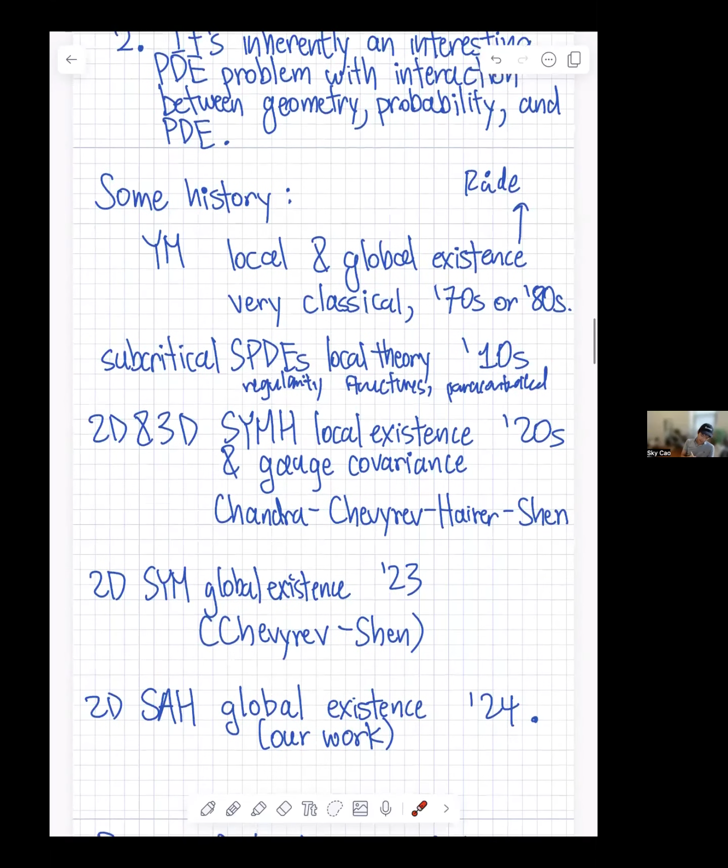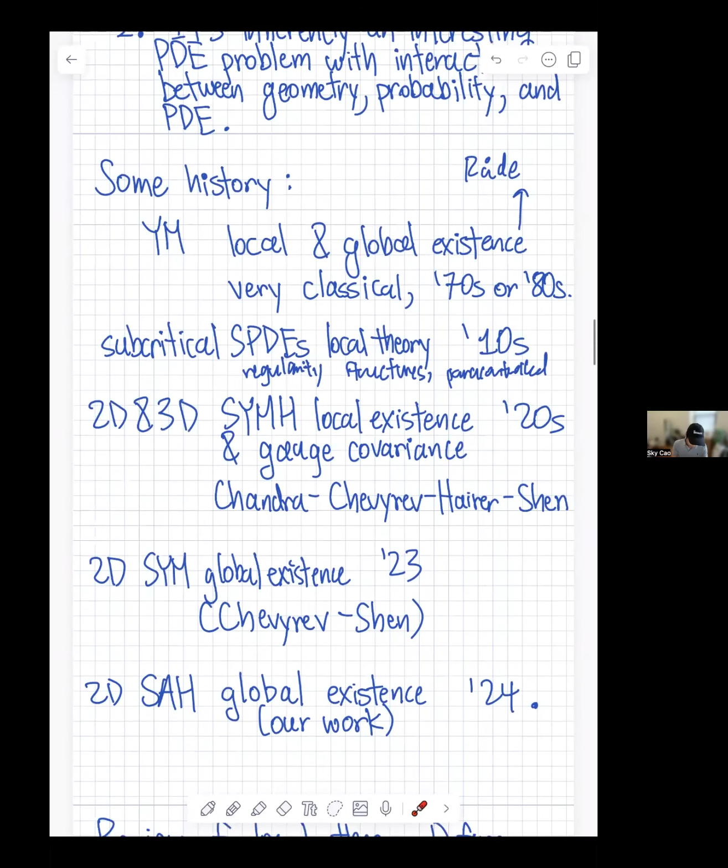So I would say the main thing was showing this so-called gauge covariance. In a sentence, it's basically that you have a geometric PDE and you want to show it transforms naturally under changes of coordinates. And in the context of gauge theory, changes of coordinates are known as gauge transformations. So you want to show gauge covariance in the sense that you transform naturally under these gauge transformations, and that was the thing that needed to be shown. And that took quite a lot of effort. And so these two papers by Chandra, Chevyrev, Hairer, and Shen were able to show local existence and gauge covariance in 2 and 3 dimensions. So that was within the past 5 years.